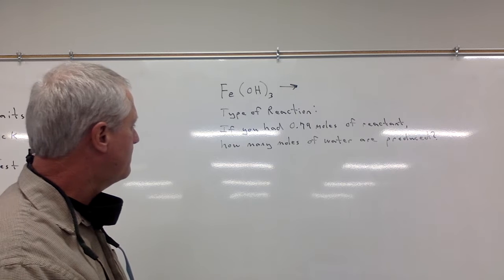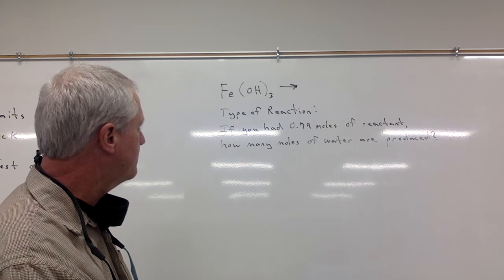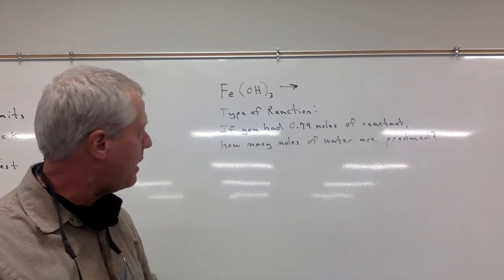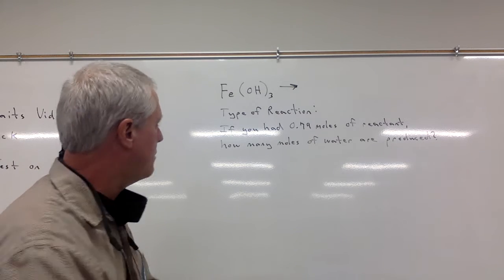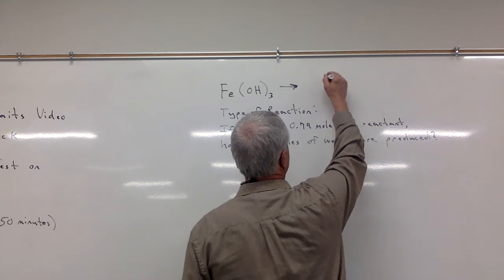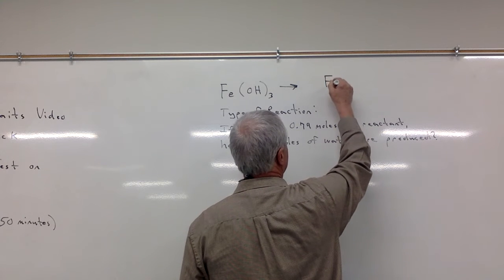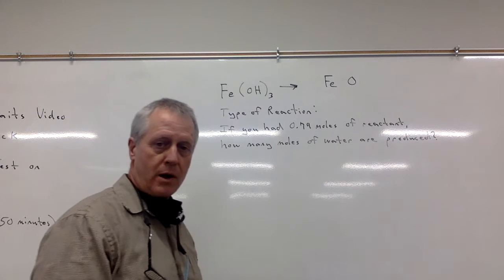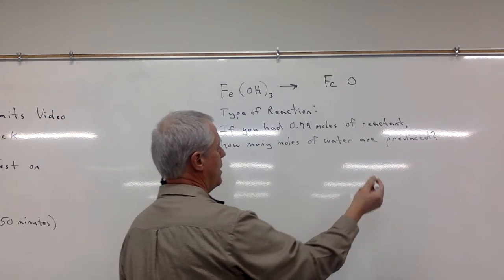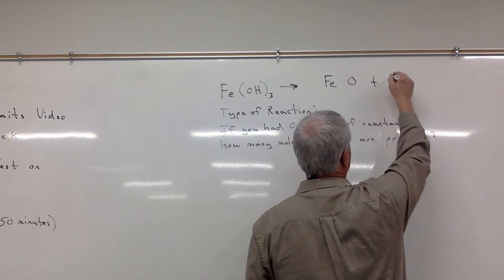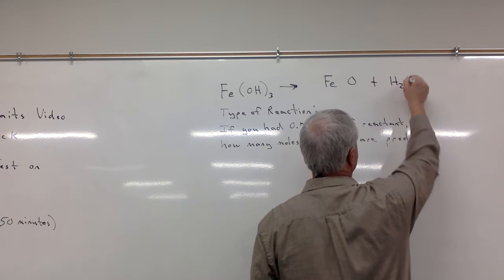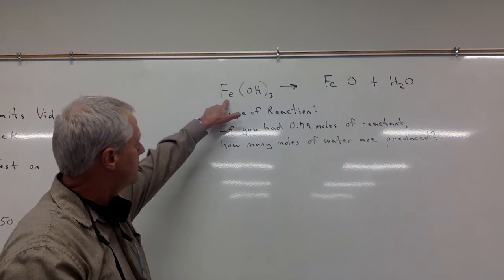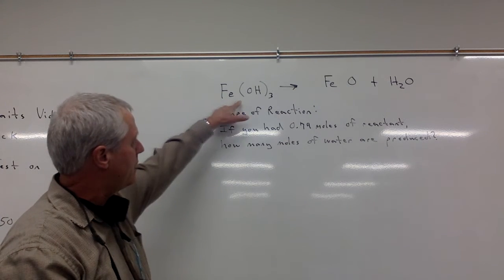Now, what we want to do is assume that water is going to be produced and also iron oxide. So iron oxide will be produced and water. Now, how do we know what the formula is for iron oxide? We know that it's going to be iron oxide and water. We know what the formula of water is. So the thing to do here is you've got to figure, okay, this is iron 3 hydroxide.